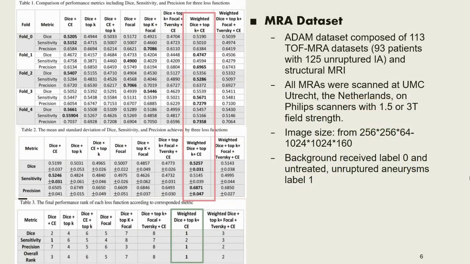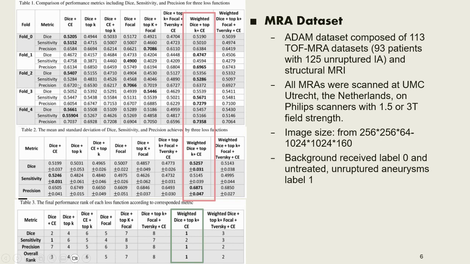And you can see on the left side, we run the model, the nnU-Net, for 5 folds, 3 metrics, and 8 different hybrid loss functions on the ADAM dataset. The ADAM dataset is a public MRI dataset including 113 images of the time-of-flight MRI dataset and also a structural MRI.